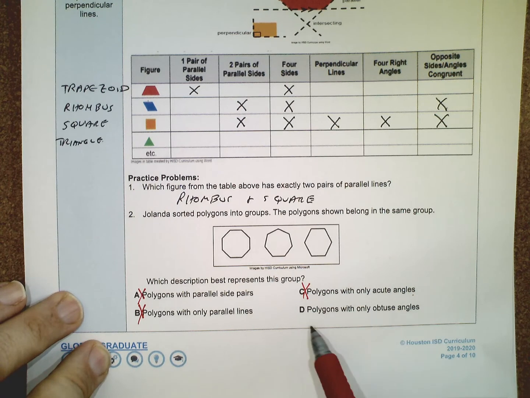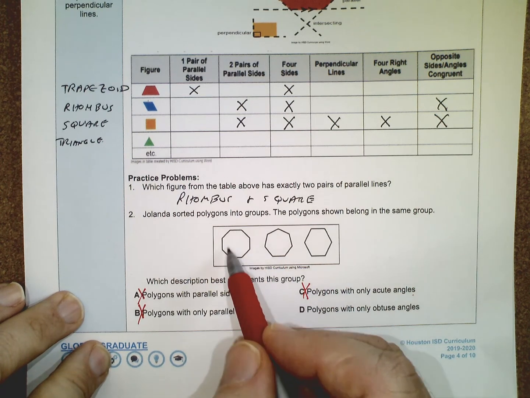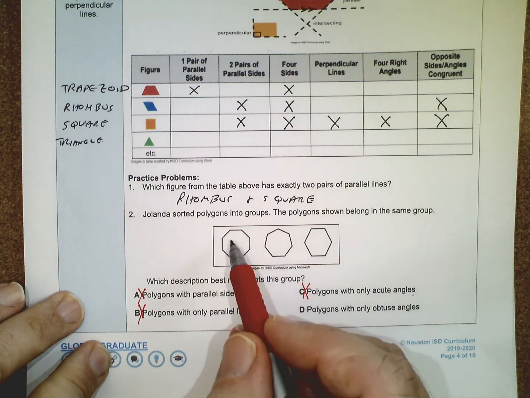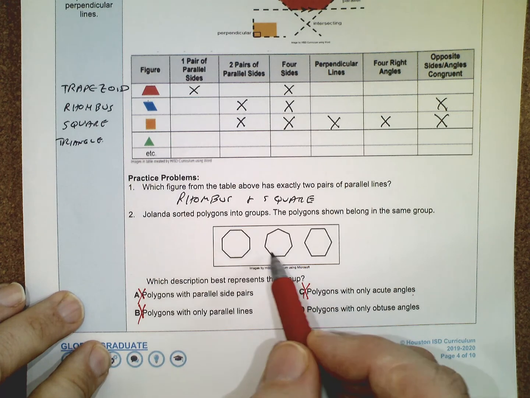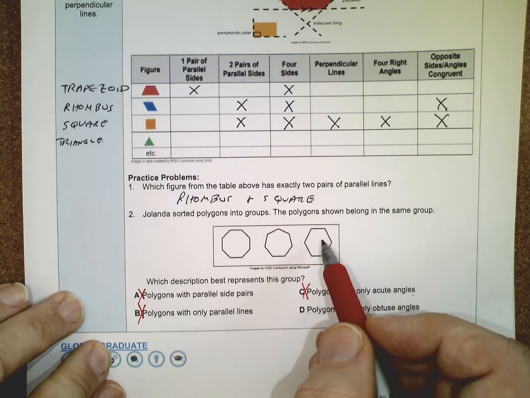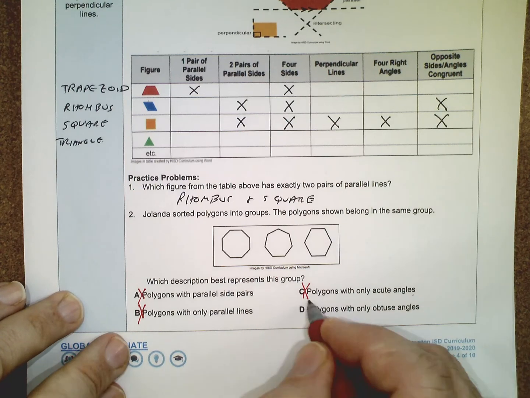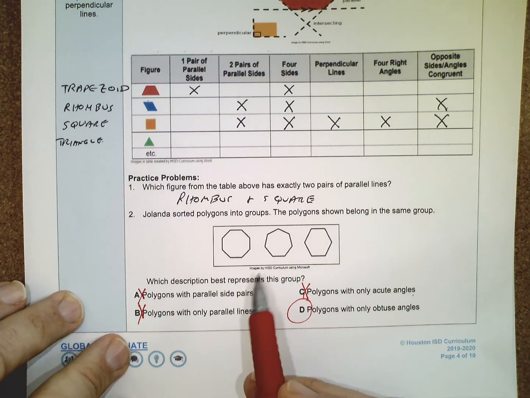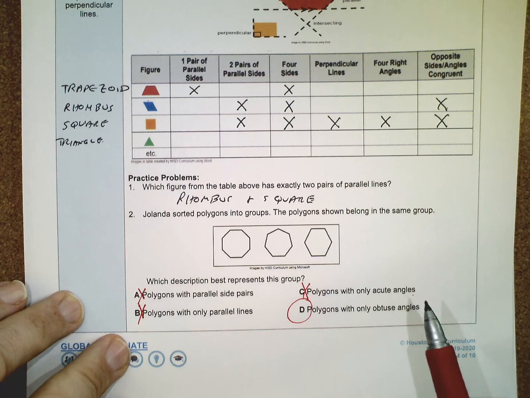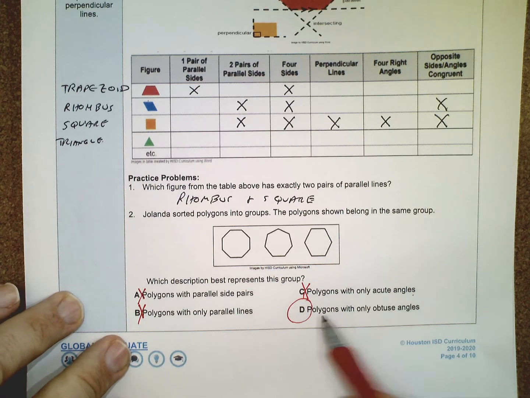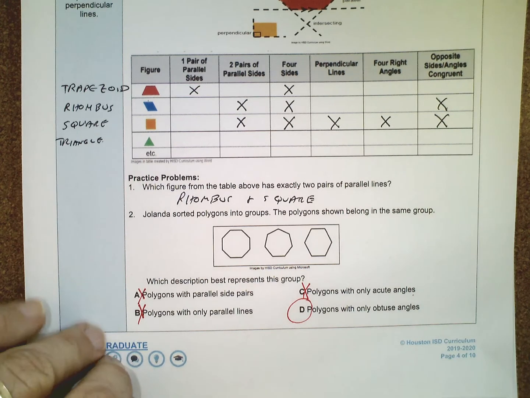Polygons with only obtuse angles, polígonos con solo ángulos obtusos. Pues, okay, looking at this one, this is all obtuse angles, they're all more than 90 degrees. This is all obtuse angles, they're more than 90 degrees. This is all obtuse angles, more than 90 degrees. So that would be our answer. Entonces, cada figura aquí tiene solo ángulos obtusos. Entonces, la respuesta es D.